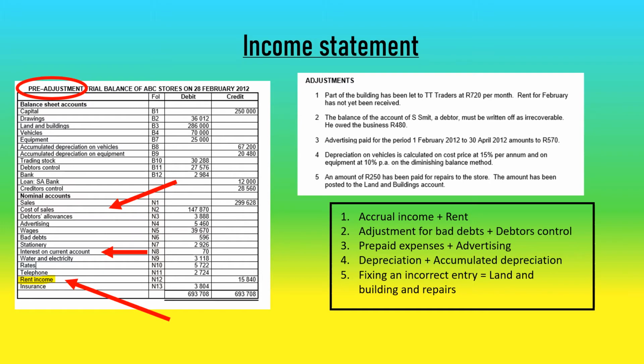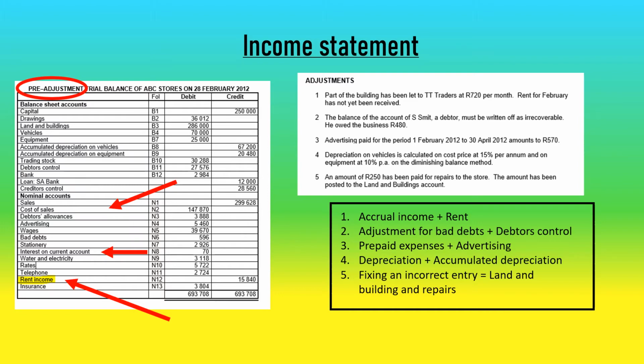Adjustment number 5. An amount of 250 has been paid for repairs to the store. The amount is posted to the land and building account. So number 5 is fixing an incorrect entry, which is your repairs and your land and building.